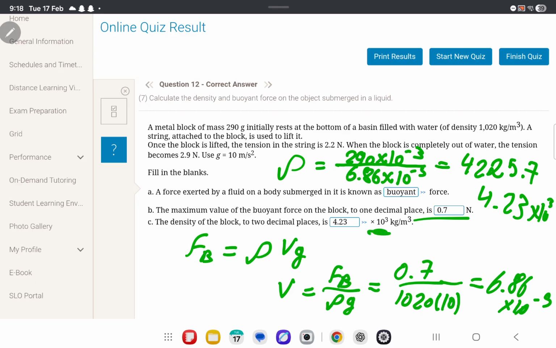Because they gave it to you as something times 10 to the power of minus 3, but you have it as just something. So what do you do to find that something times 10 to the power of minus 3 divided by 10 to the power of 3? You move it once, twice, three times. You get 4.225, which is 4.23. That's your answer. Okay, question 13.